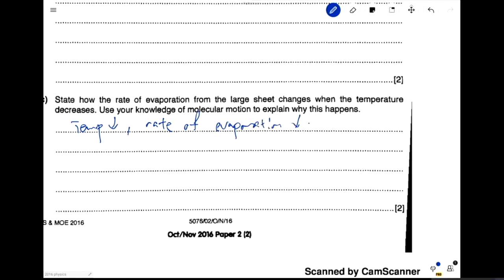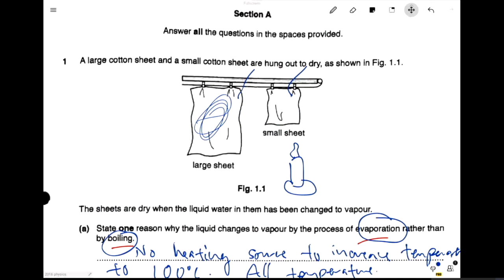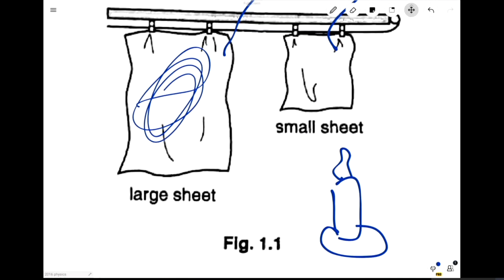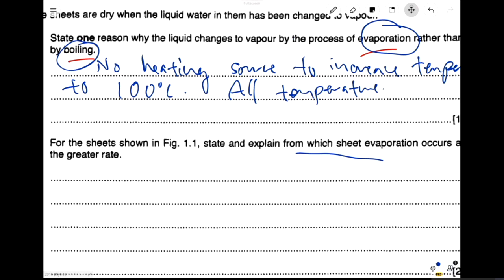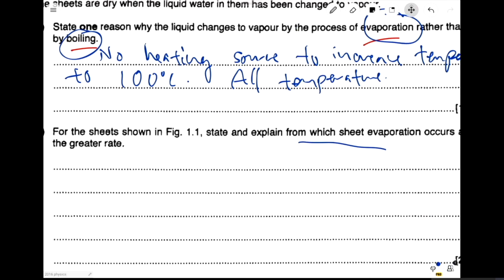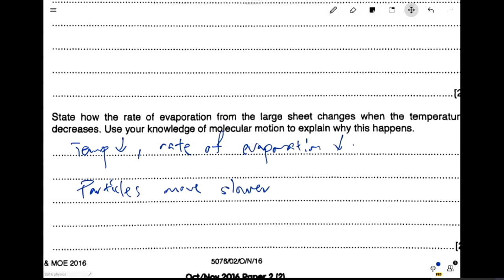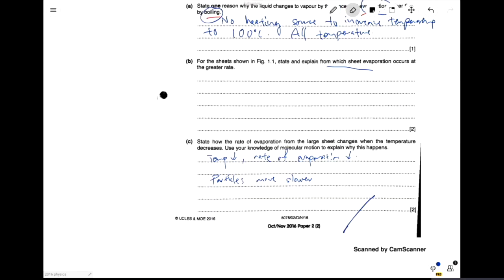Now, why is it that the rate of evaporation decreases? Because when the temperature decreases, particles move slower, right? So when they move slower, they will not be picked up by the wind. For evaporation to occur, they have to be picked up by the wind. So when the temperature is lower, the particles move slower, and there's less energy, hence fewer molecules possess enough kinetic energy to overcome the attractive forces to escape from the water surface. Alright, so I think this is pretty easy. The first question is like a giveaway, 5 marks. First 5 marks is easy.